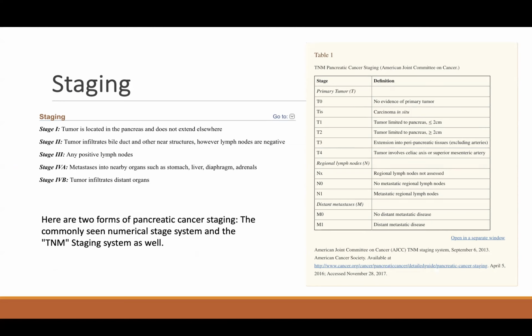It starts with primary tumor, which breaks down into several sections, regional lymph nodes, and distant metastasis. So you can just take some time to review that here. The primary tumor obviously has many categories, so this kind of breaks it down a little bit more than that system that you have on the left.